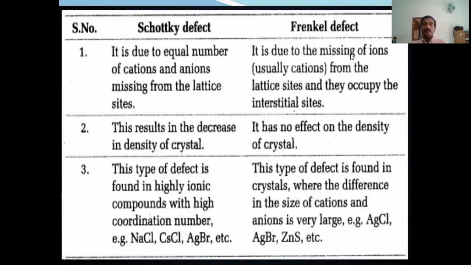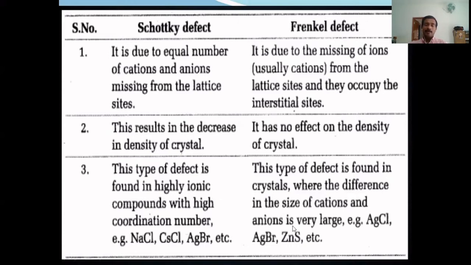Now in Frenkel defect, it is due to the missing of ions, usually cations, from the lattice sites, and they occupy interstitial sites. Shifting of cations from lattice site to interstitial site has no effect on density. What is the reason? No loss of particle and no change in mass. This type of defect is found in crystals where the difference in the size of cation and anion is very large. Example, silver chloride, silver bromide, zinc sulfide.